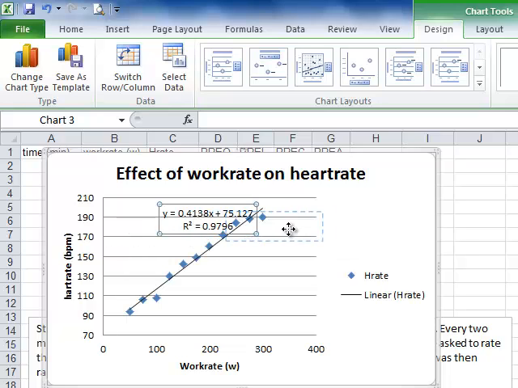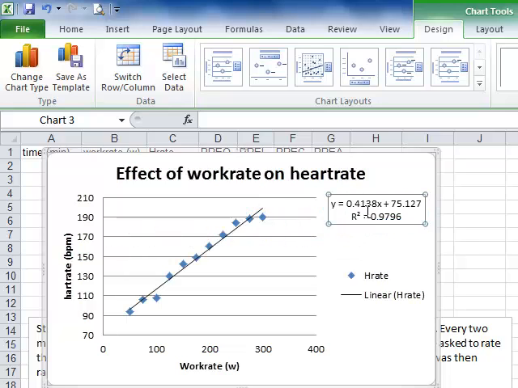So there's my trend line. I'll just move it out of the way so we can see it. So you can see that we have a reasonably good fit to the data. The R squared value was 0.9796. So almost 98% of the variability in the data could be explained by the fitted regression line. But I think we can improve on this.